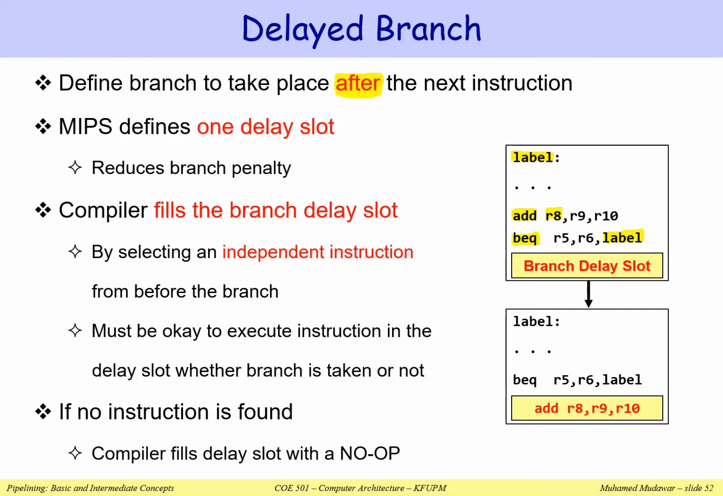In the worst case, if there is no instruction found from before the branch that can be moved into the branch delay slot, then the compiler can fill the branch delay slot with a no op. So this is really the idea of delayed branching. So we're not really branching immediately. We are delaying the branching after fetching and executing the next instruction.